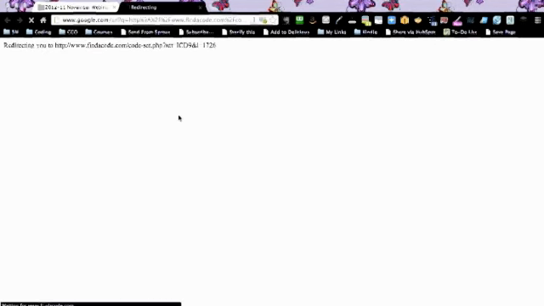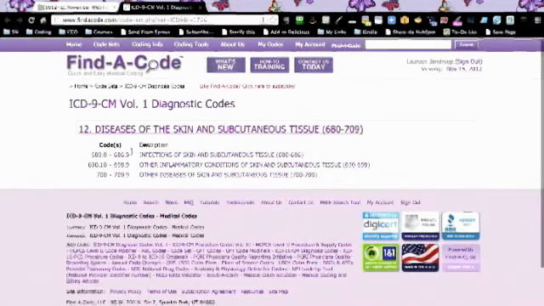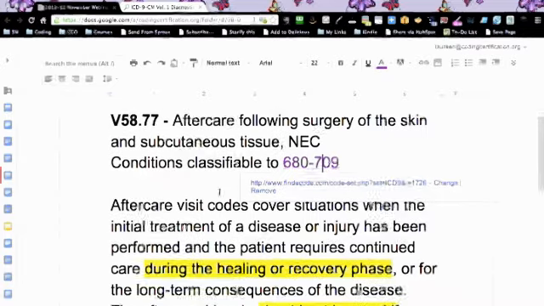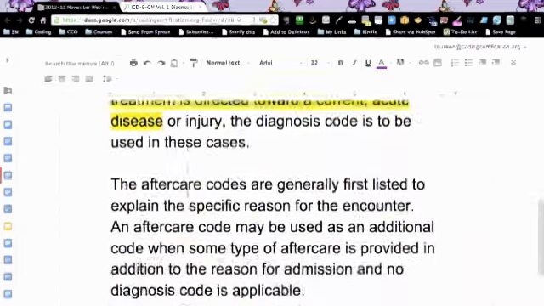Oh, how handy that link worked. I did not do that on purpose. So it could be one of these infections of the skin, if that's what it's for. Maybe it was an inflammatory condition or whatever. You would code that as acute. It's not actually in the recovery phase yet. So based on the documentation, that's how I'd figure it out.